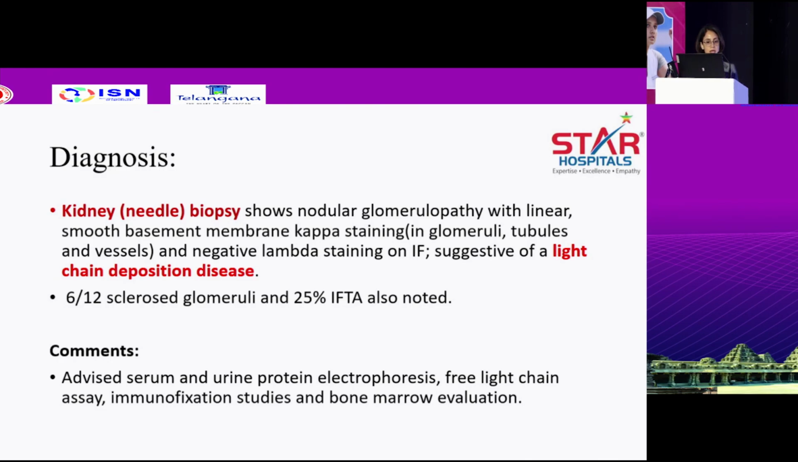So with this picture of nodular glomerulopathy and linear smooth basement membrane kappa staining in the glomeruli, tubules, and vessels, and negative lambda staining on IF, it is suggestive of light chain deposition disease, and the chronicity was indicated. It was advised to do serum and urine protein electrophoresis, free light chain assay, immunofixation studies, and bone marrow evaluation.